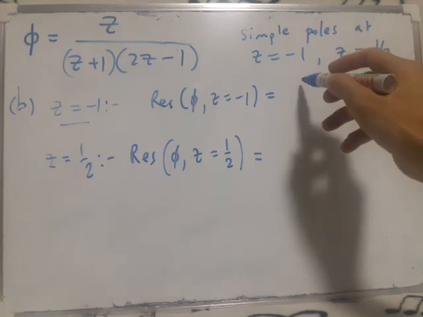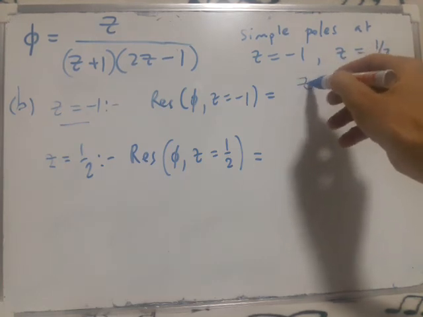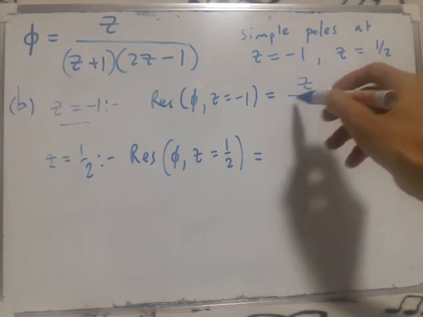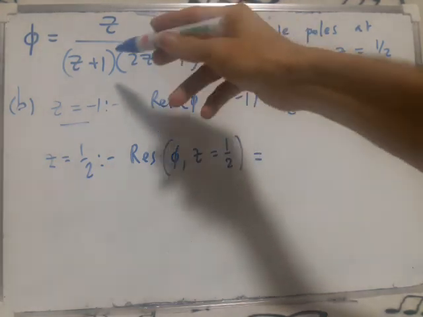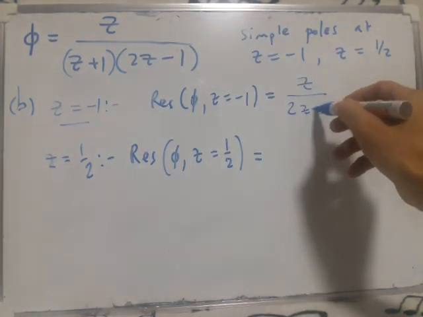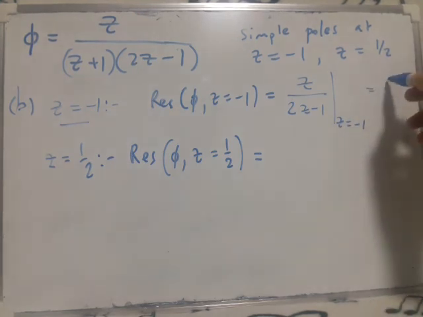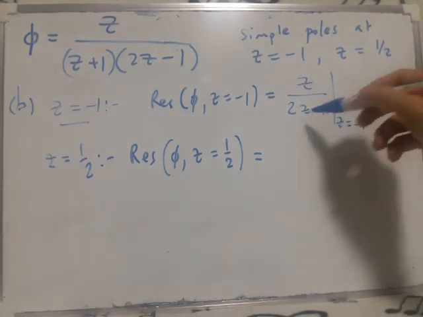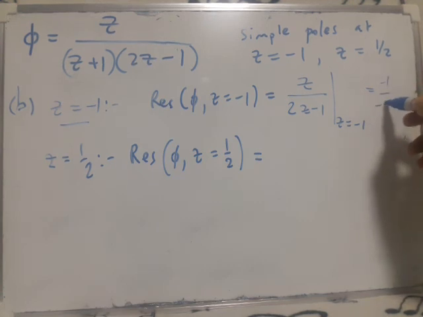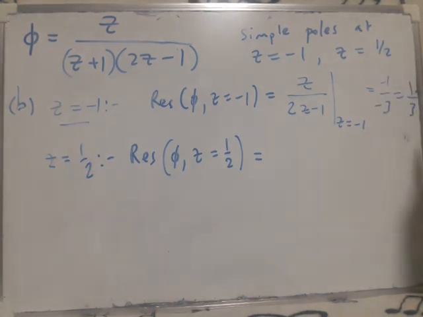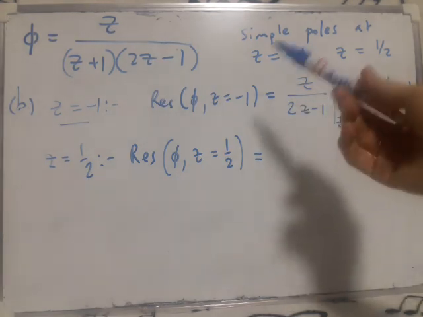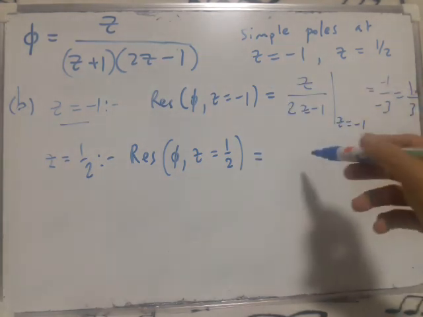So when I differentiate z plus 1, I just get 1. So the answer is P over Q dashed, and Q dashed is 1. So I just get this, which I evaluate at z equals minus 1, and I get minus 1 over minus 3 again, which is 1/3. So it's pretty much the same as the direct method, the first method.